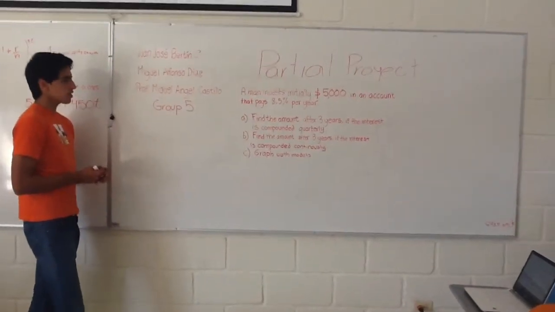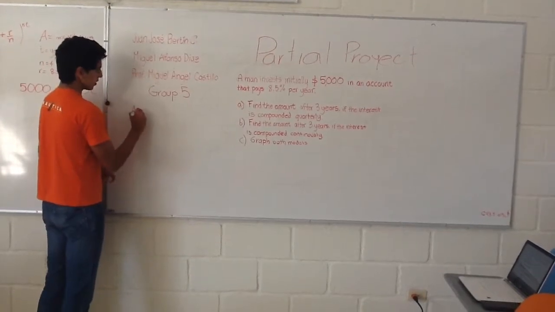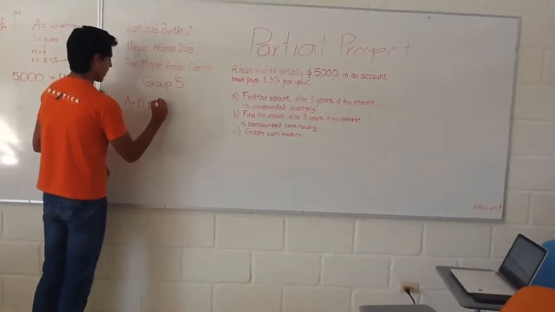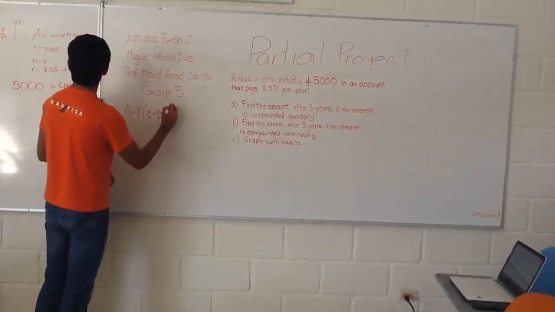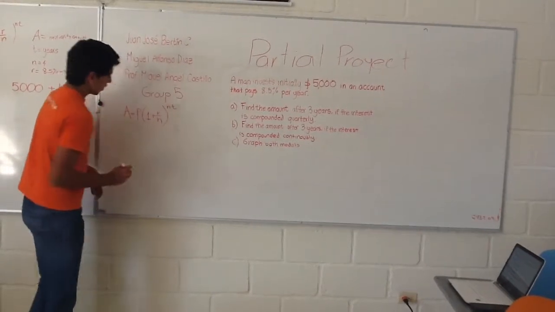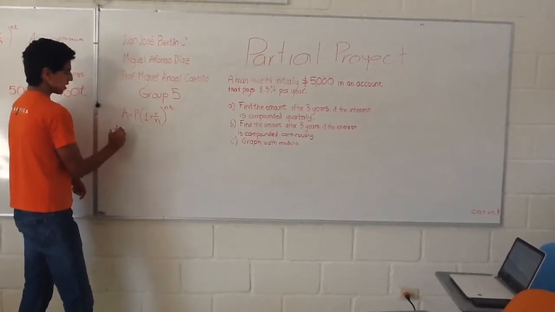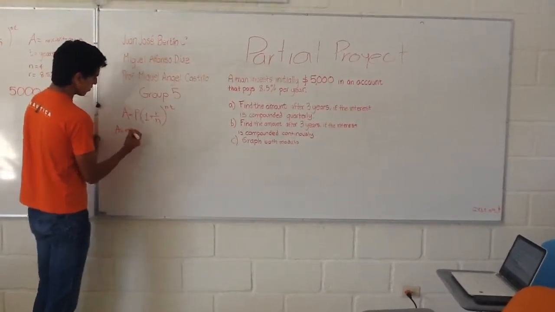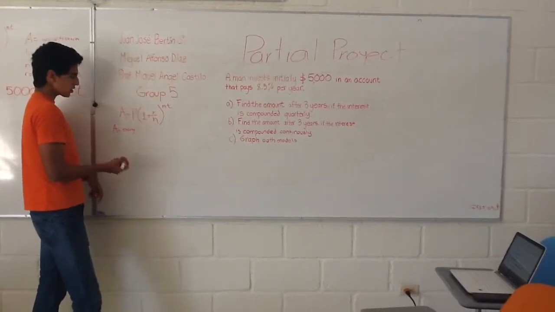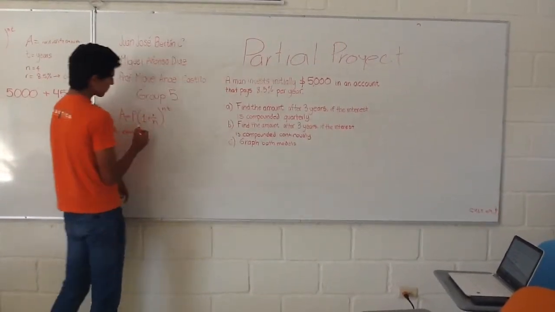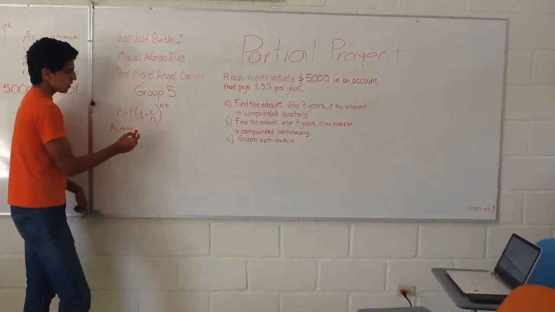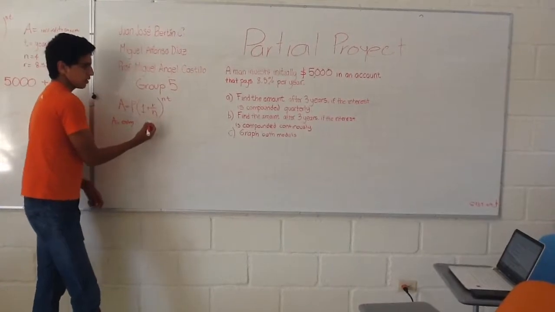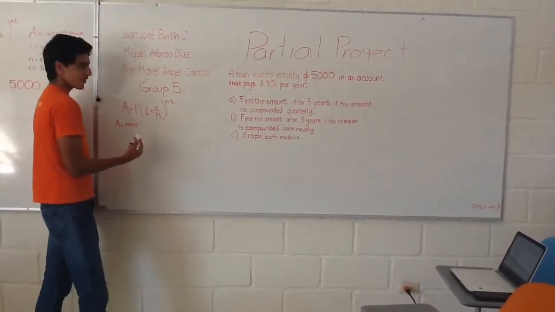The formula for compound interest is A equals P times (1 plus r over n), everything to the nt, where A is the ending amount of money that you will have. P is the initial one, the one you start with, that in this case will be 5,000. r is the interest rate, and n is the number of compoundings in a year.